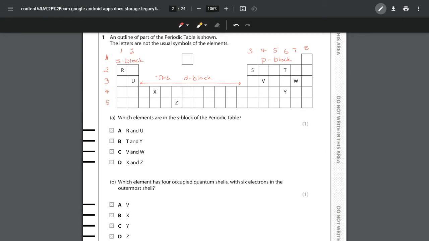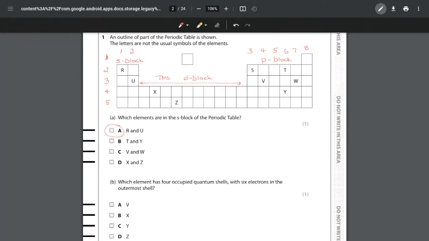So for question 1A, which elements are in the S block of the periodic table? This is now very simple because we've already labelled it. And we know that the S block is the first two, therefore our answer must be A, which is elements R and U, because they are found in group 1 and group 2.